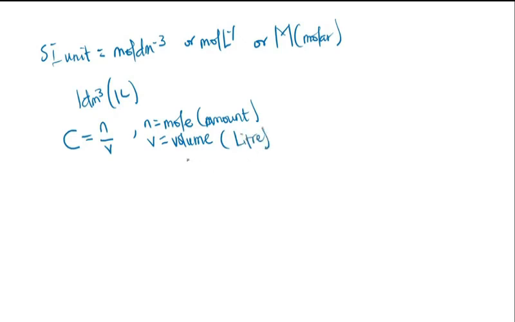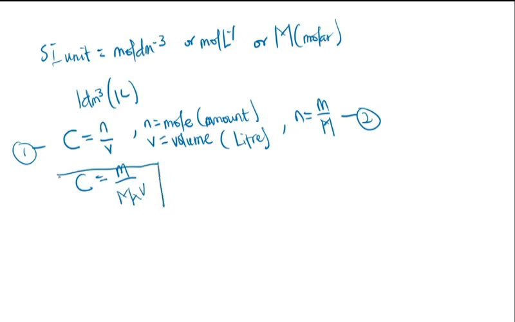All right. Now from here, we know mole can be written as mass over molar mass. So if we substitute this into our equation 1, we get our amount concentration to be mass over molar mass multiplied by volume. So this is very important in calculating concentration.